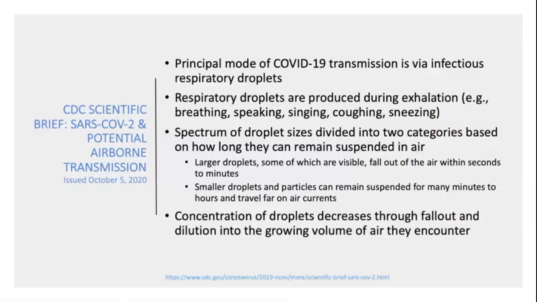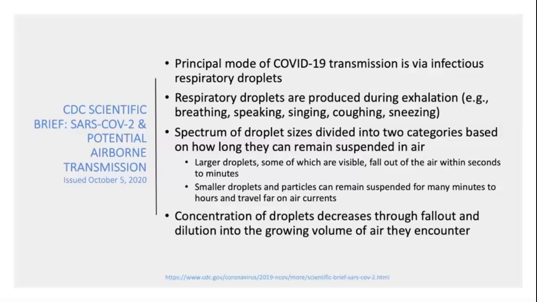So we have a couple of quick scientific updates for you. And the first of these is a topic that we've heard a lot about in the news lately, which is this ongoing conversation about whether SARS-CoV-2 has airborne transmission, whether it is airborne transmission or through the air. And I think the primary message that we've had about SARS-CoV-2 from the beginning is still true, and that is that the principal mode of transmission of COVID-19 is via infectious respiratory droplets. These are produced, we think of them during coughing and sneezing, but also heavy breathing, speaking sometimes, and singing.